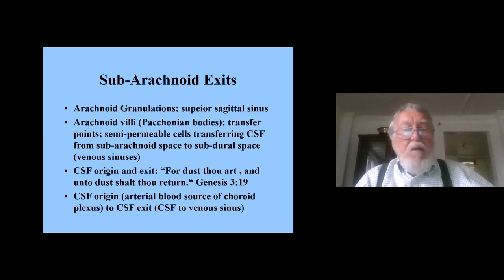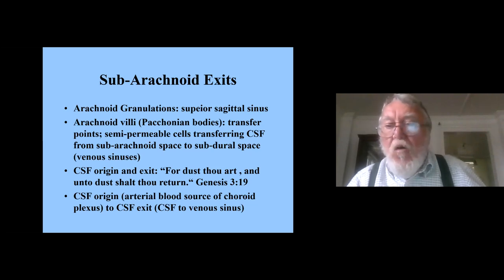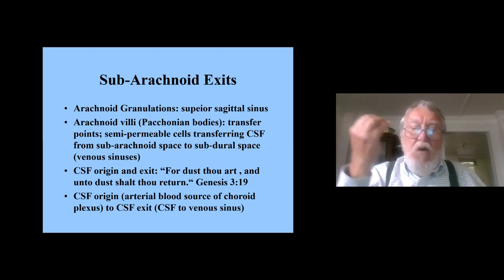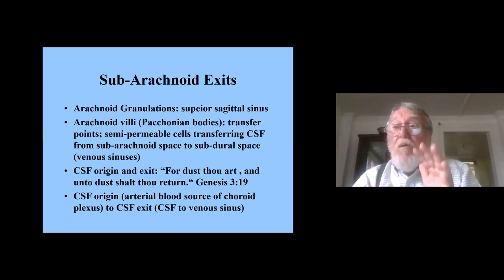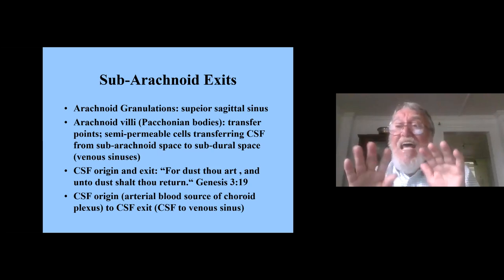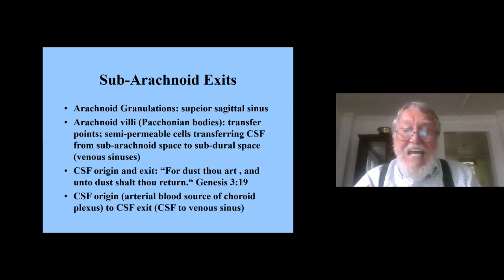So what I'm going to do right now is get biblical on you. That is, where did CSF come from? Remember, CSF came from the arterial blood source of the choroid plexus, notably from the anterior and posterior choroidal arteries. And where is CSF exiting? It is exiting back into the venous sinuses.